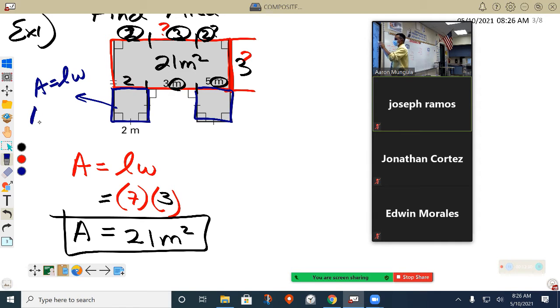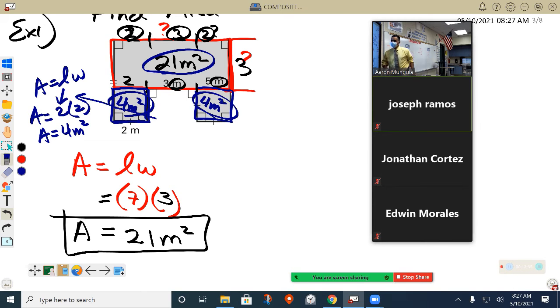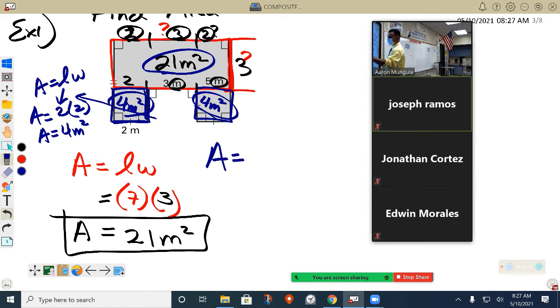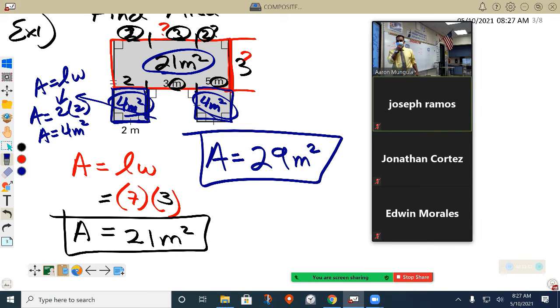So the length is two then, watch this now. The length is two, the width is also two. So two times two, the area then is four square meters. And this one's a replica. That's another four square meters. So the total area then of this irregular composite shape is gonna be 21 plus four plus four. I wanna say that's 29 square meters if my coffee is kicked in. So the total area is 21, four and four is 29 square meters. Very nice.